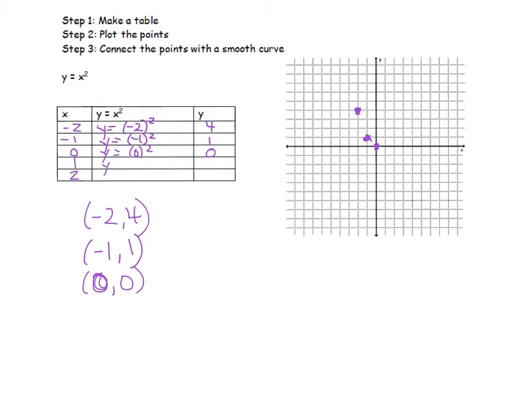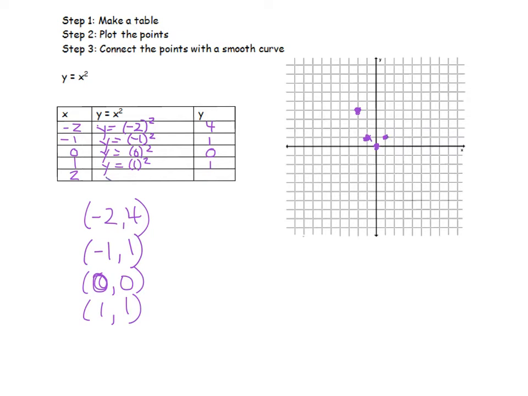Let's put in a 1 for x, sorry, my bad. y equals 1 squared. 1 times 1 is 1. So now we have a point at (1, 1). Well, (1, 1) actually brings us back up into this positive region of y values. So there's (1, 1).